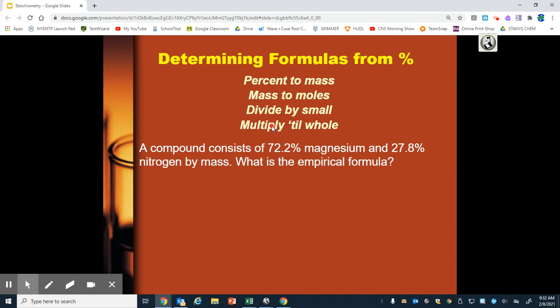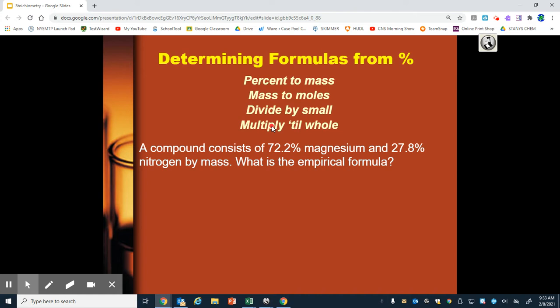All right, so you've got to be able to go from the percentage to the mass. Once you have the mass, or if you don't have percentages and they just give you masses, you just skip the first step. Then you go mass to moles, and then you will divide by small, which we'll know what that means in a minute, and you multiply to a whole if needed. Sometimes that last step is not needed, but it just depends. This is a way you can think through this logically. I've learned over the years that this little saying is helpful for most students.